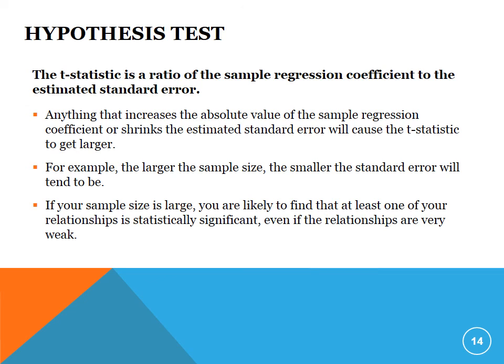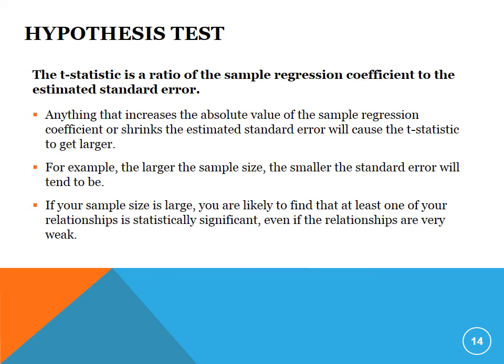Hypothesis tests. So the t-statistic is a ratio. We've talked about how we calculate it with the sample regression coefficient and the estimated error. Anything that increases the absolute value of the sample regression coefficient, right, or shrinks the estimated standard error will cause the t-statistic to get larger. So I would challenge you to just pull out two numbers, increase one, decrease the other, and watch what that number does, right? What the t-statistic becomes. That's essentially what the first line is saying.